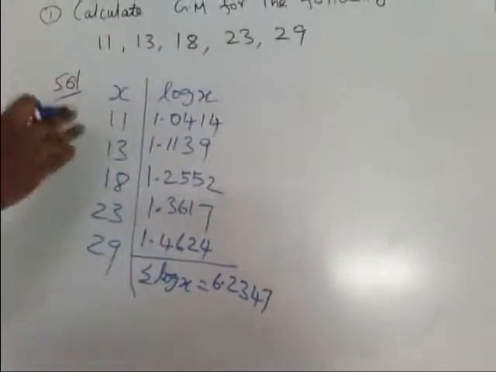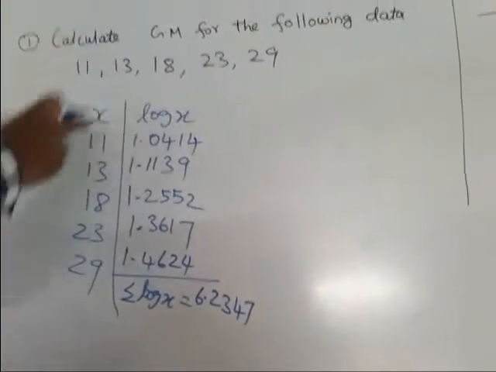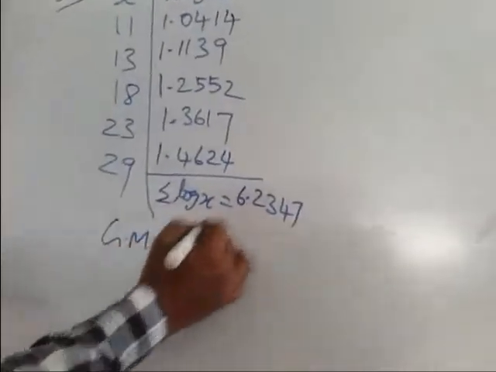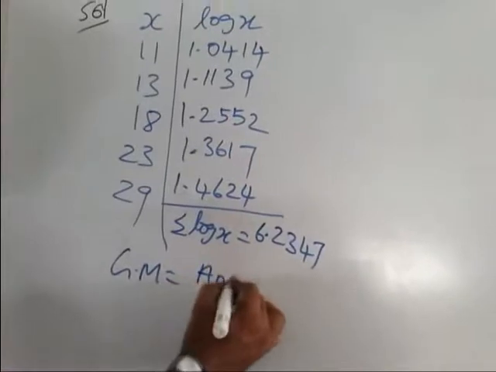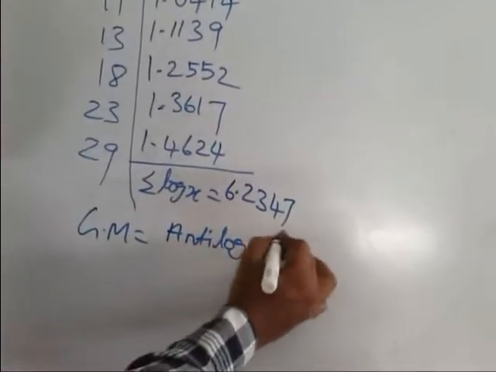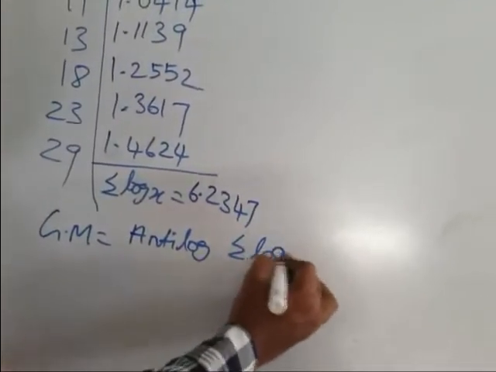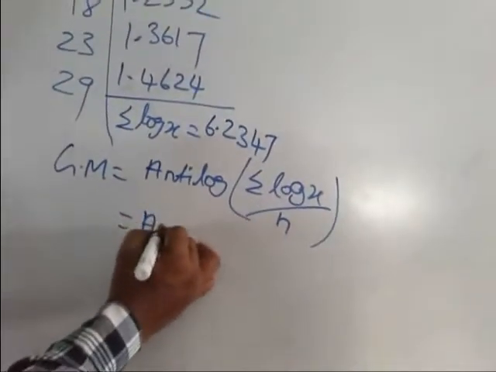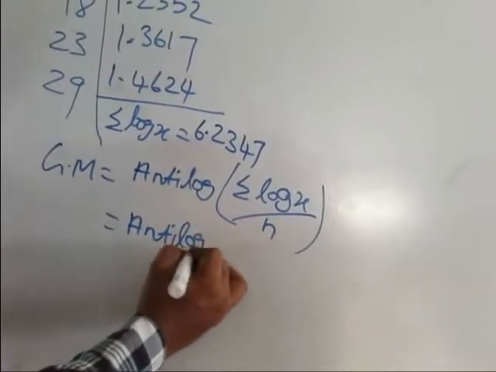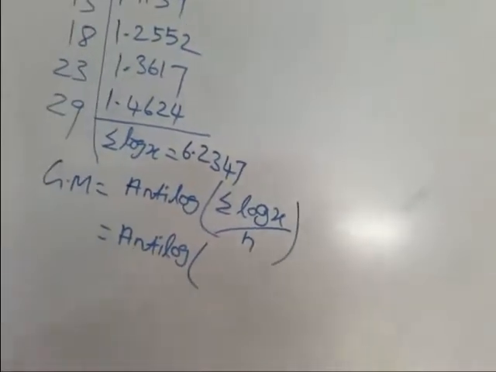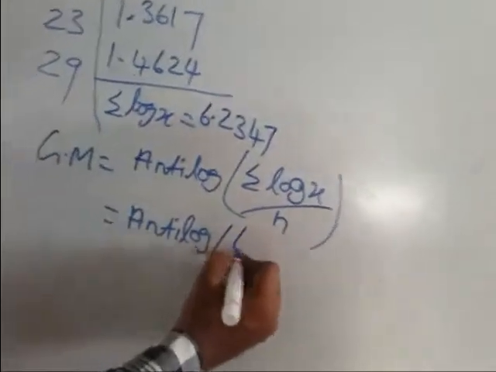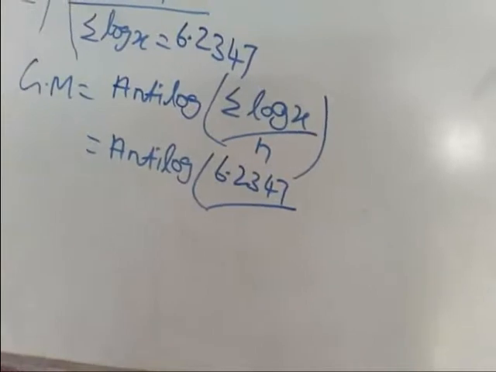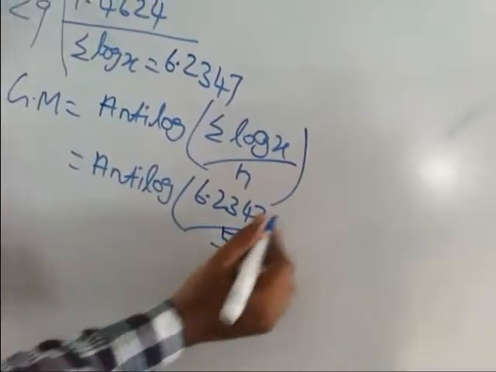This is enough. For the individual series, you find the logarithm column for all the x values and add the values. Now you know the formula. GM equal to antilog of summation log x by small n. Antilog of the log x value, which was 6.2347, divided by n. N means how many numbers? 1, 2, 3, 4, 5. So n is 5.